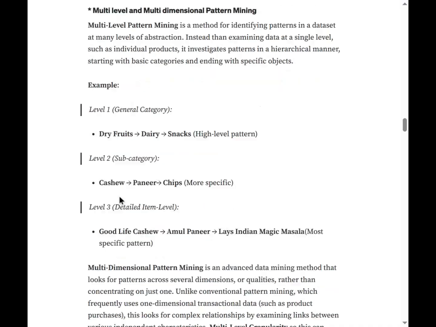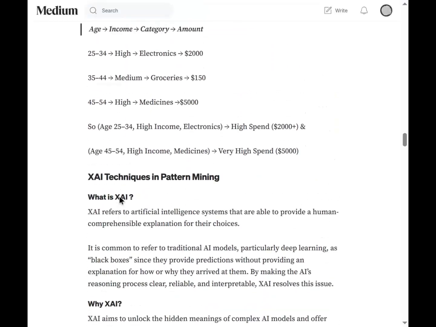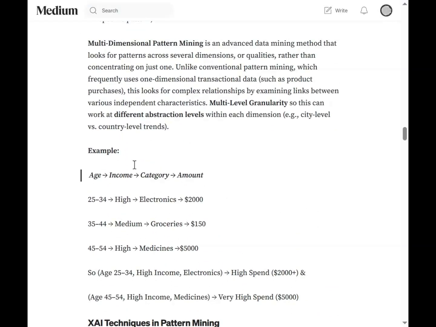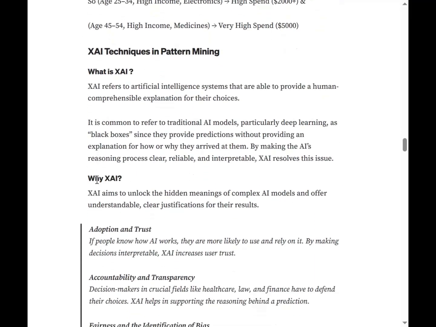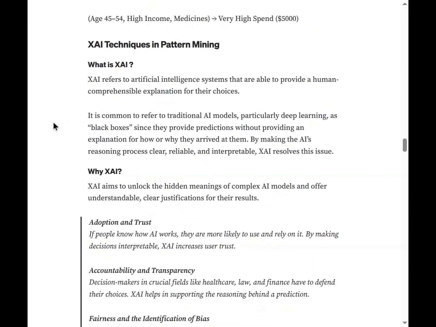So let us see what explainable AI is and when we need it. But before it, we'll be seeing what multidimensional is. Multidimensional mining explores the patterns across multiple fields like age, income, category, etc. So here you can see the example. This log will be provided as a link in the description, so it'll be easy to view here. So we'll be seeing what XAI is.